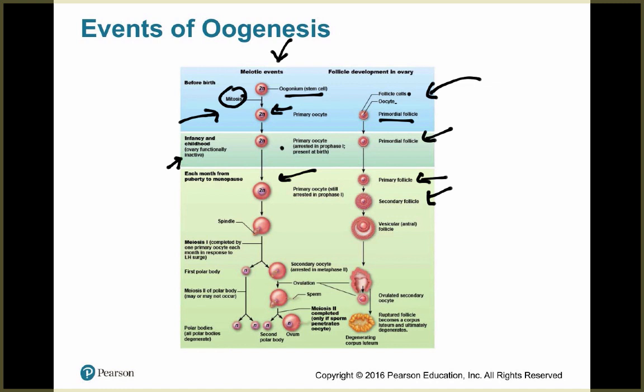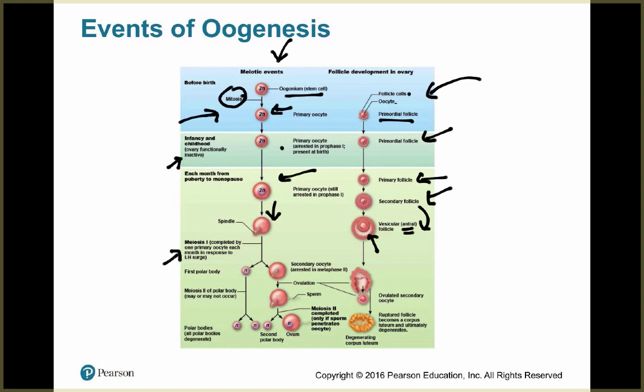And basically, this is going to become what's called a vesicular follicle, which has this extra area. This is also known as an antral follicle. And basically, at this point, they are making that antrum, which is that kind of fluid area to help them. And so you see at this point, we're still at the 2N stage, where we're still at a primary oocyte.